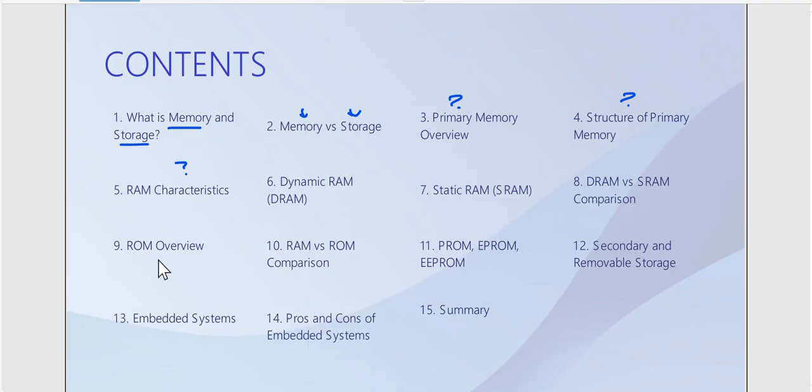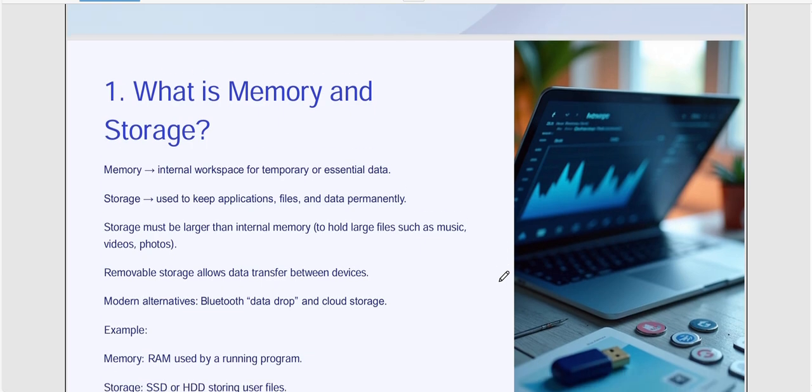We will cover another primary memory, that would be ROM. Then we will have the differences, or you can say the versus, RAM and ROM, and then PROM, EPROM, and EEPROM. Secondary storage, removable devices. Then we have embedded systems, pros and cons of embedded systems, and at the end we will conclude with the summary.